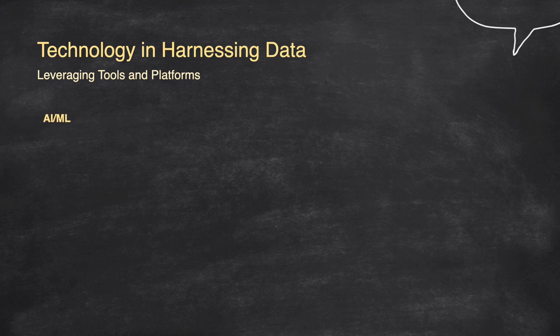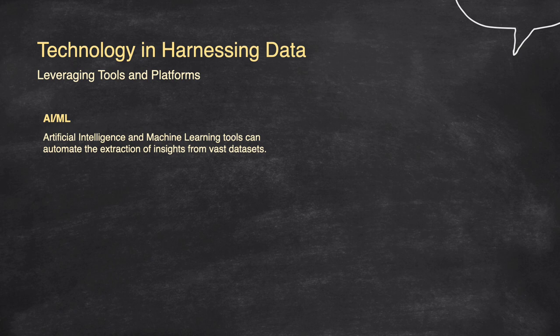So let's start. First is about the AI and ML, that is artificial intelligence and machine learning. Friends, artificial intelligence and machine learning tools offer the capability to automate the extraction of insight from vast data sets. And by utilizing artificial intelligence and machine learning algorithms, organizations can analyze large volumes of data quickly and accurately, identifying patterns, trends, and anomalies that may not be apparent through manual analysis. And these tools can uncover hidden insight and correlation within complex data sets, enabling more informed decision making in risk management.